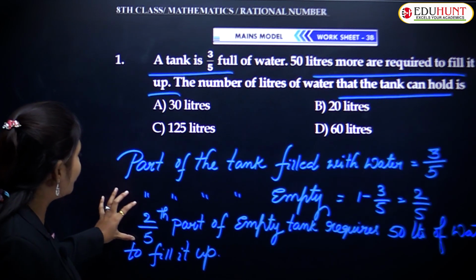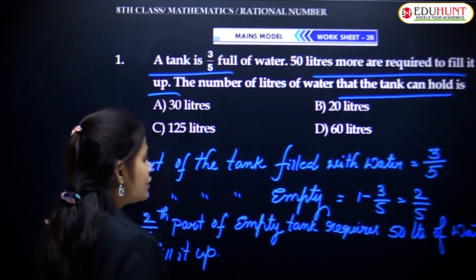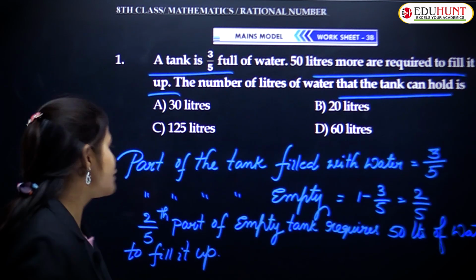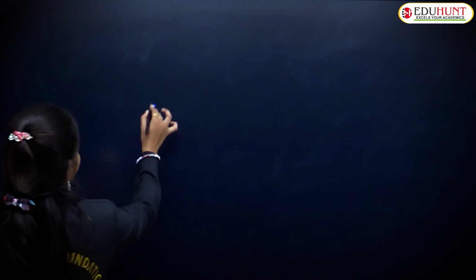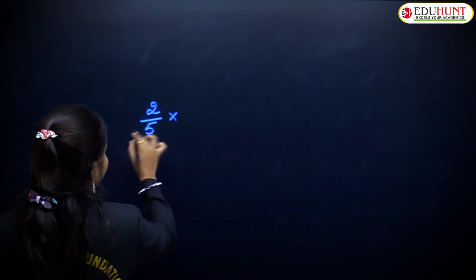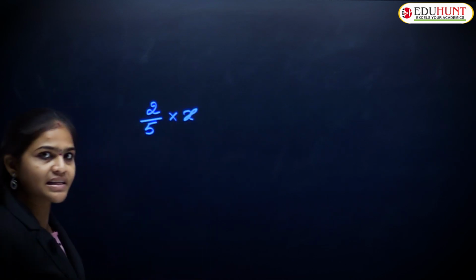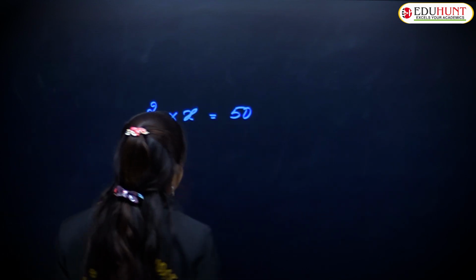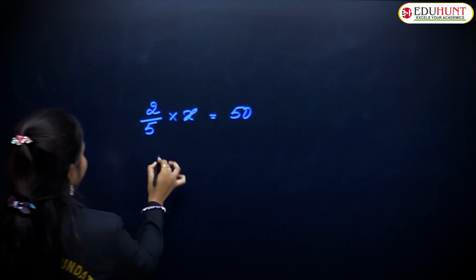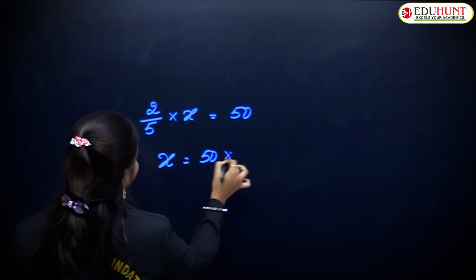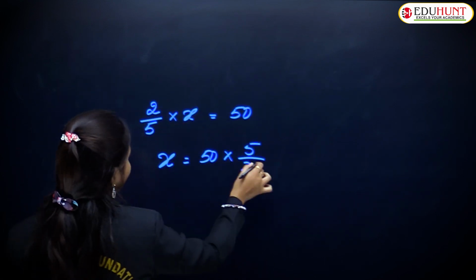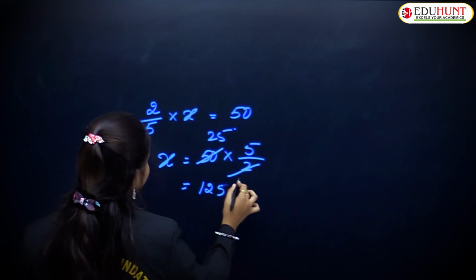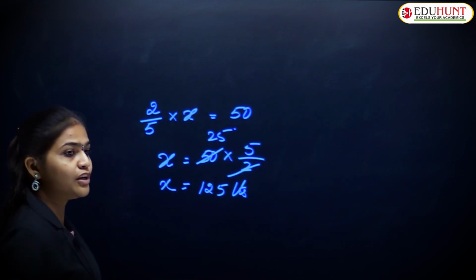Okay, now see here, 2/5 part of the empty tank, that requires here 50 liters. So here we can take that 2/5 part of x. So 2/5 part of the total tank is some x liters. Okay, so 2/5 of x is equal to 50 liters. Understand? So from this, x is equal to 50 into 5/2. Reciprocal, no? So 2 25s are 50 and 25 5s are 125 liters of water required to fill the total tank.